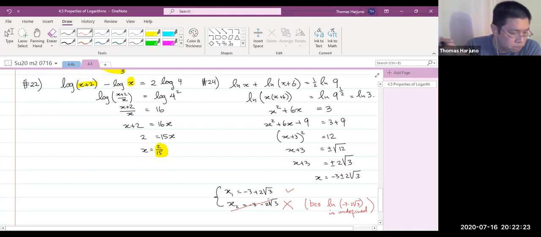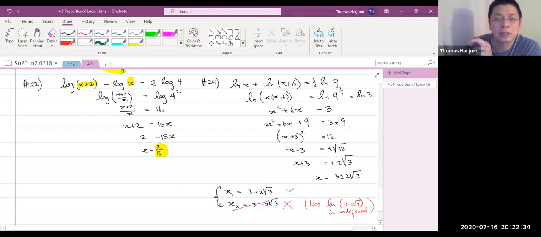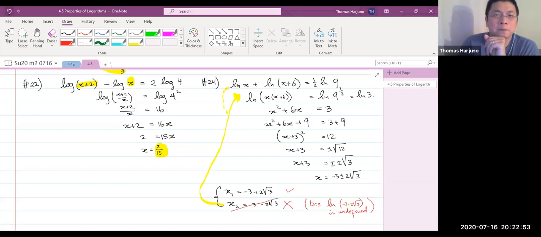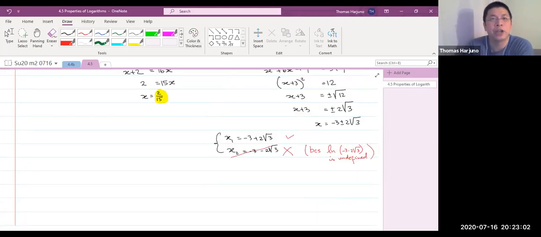Yeah, but Thomas, why do we have extra solutions like that? Because if I plug this negative number in here, it works. Trust me, if you plug it in there, it will work. But why doesn't it work in the original problem? Now, the explanation is as follows. There's a change of domain.